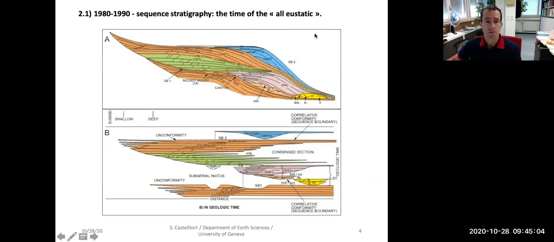But sequence stratigraphy is kind of a discipline. It was a revolution obtained by the use of geophysics, especially seismic acquisition, such that geologists in the oil industry could see the geometry of sedimentary strata onto passive margins, and they discovered this kind of architecture, and they tried to understand why there is such architecture.